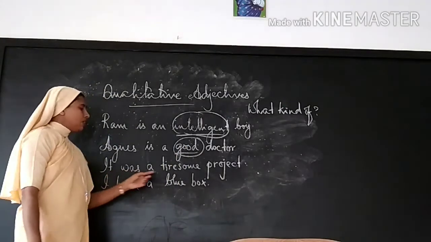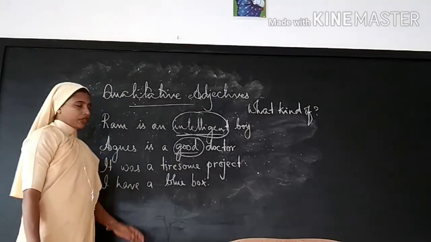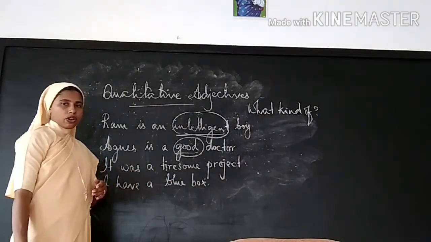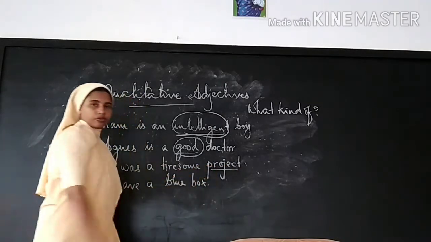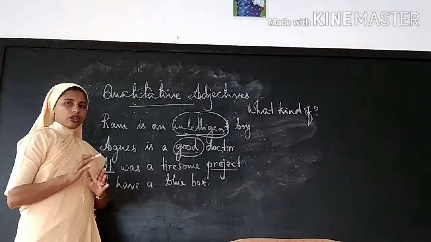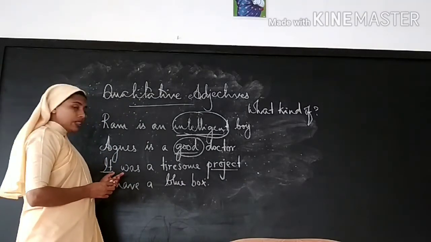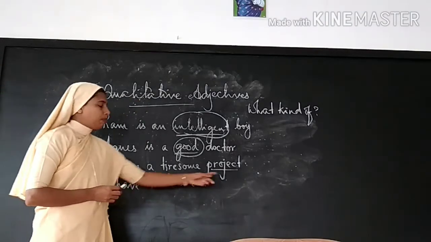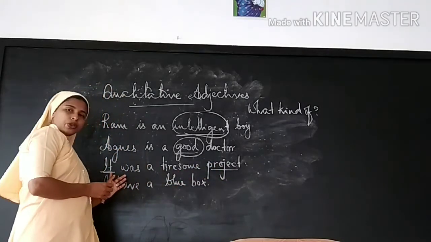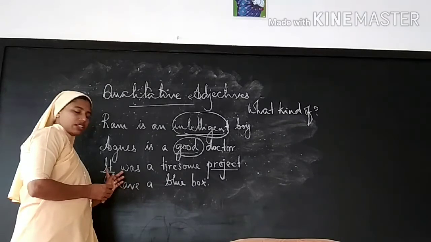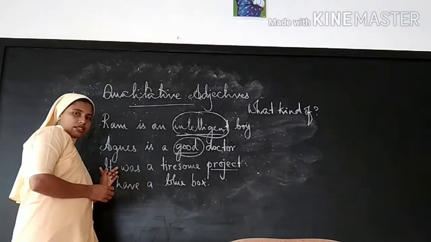Next example, it was a tiresome project. Which are the nouns or pronouns here? This is a pronoun and this is a noun. You know that noun and pronoun functions are the same. So this is a subject here, it, and project is a noun. And there are no describing words when this pronoun, it, is used.